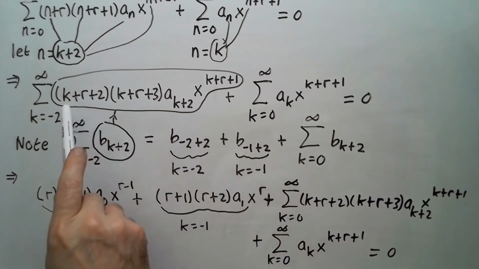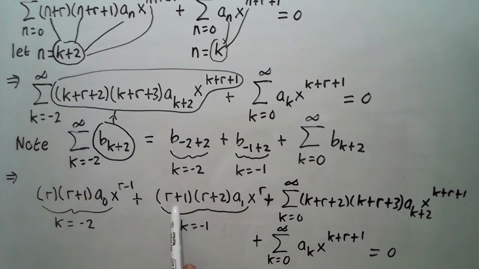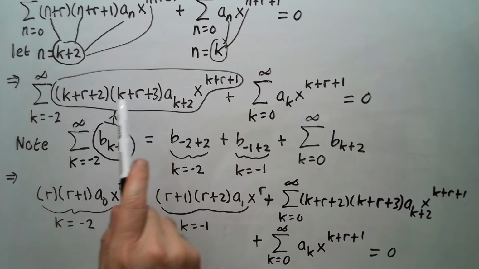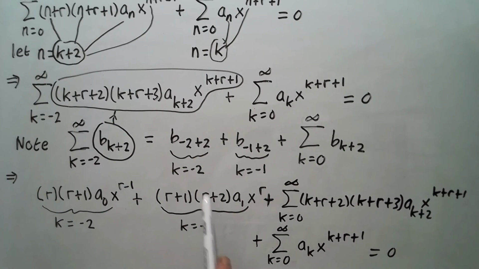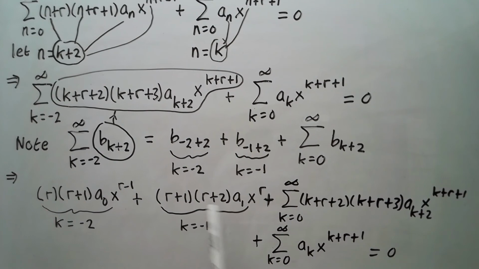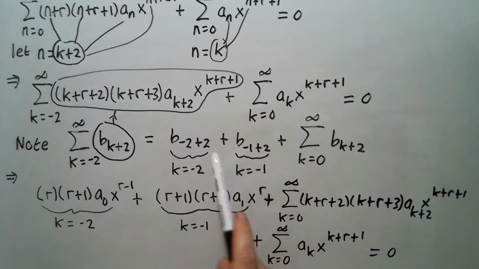Then putting minus 1 in place of k, so minus 1 plus r plus 2, so it's going to be r plus 1. Putting minus 1 in place of k here would be minus 1 plus r plus 3, so it's going to be r plus 2 there. Then putting minus 1 here is going to be a 1. Putting minus 1 here, they'll cancel, it'll just be x to the r. Then we'll have the summation starting at 0 going forward for this guy, which I've written here. And we still have to add this guy down here. And the whole thing equals 0.